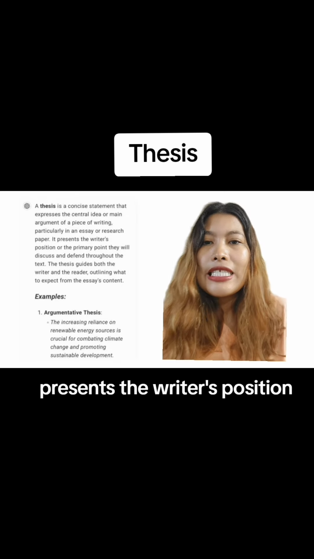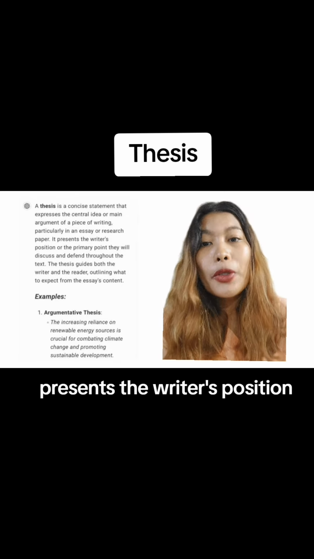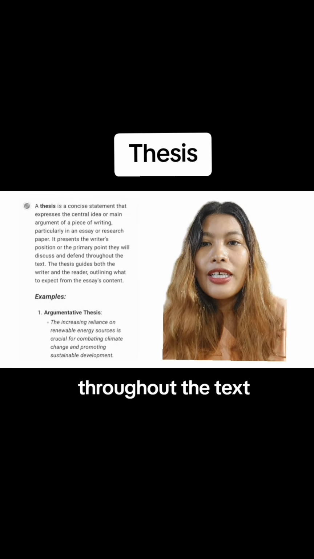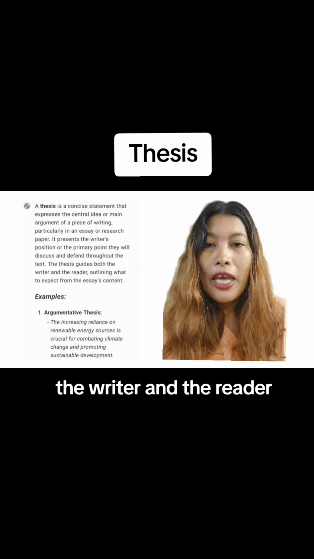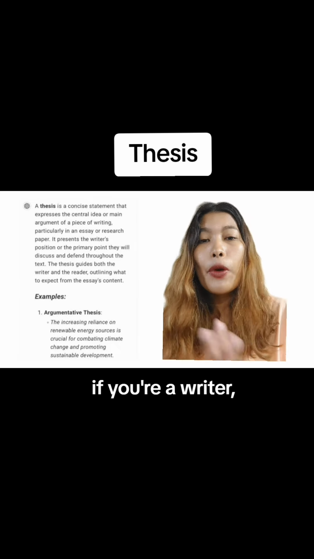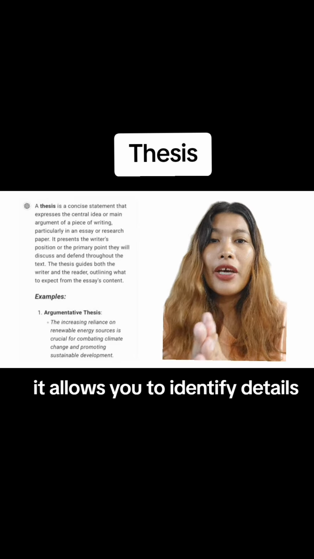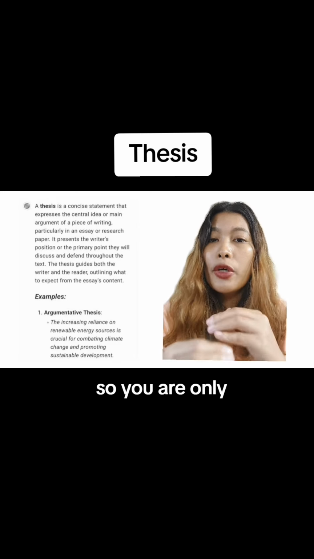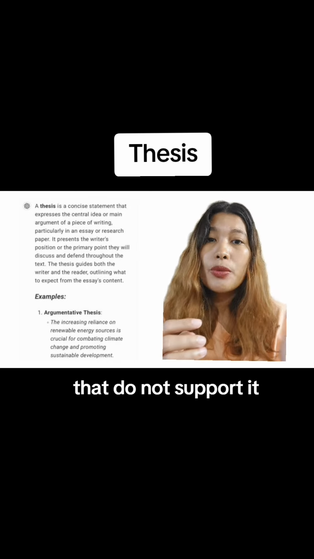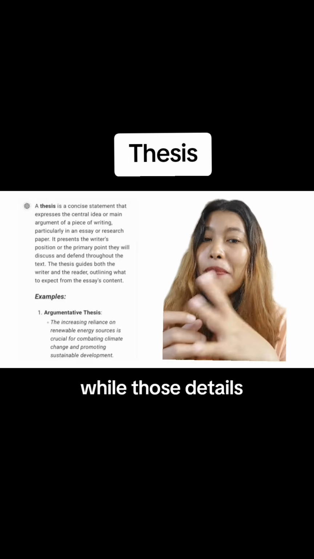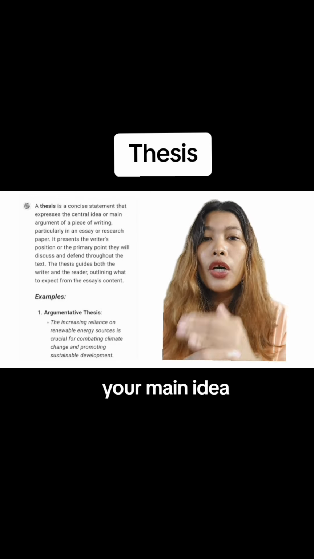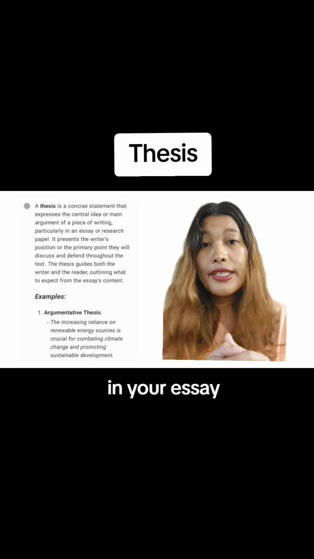So, a thesis presents the writer's position or the primary point they will discuss and defend throughout the text. It guides both the writer and the reader, outlining what to expect from the essay's content. If you're a writer, it allows you to identify details. So you are only going to choose details that support your main idea and discard details that do not support it. While those details may be valid and true and correct, if they do not support your main idea, do not include them in your essay.